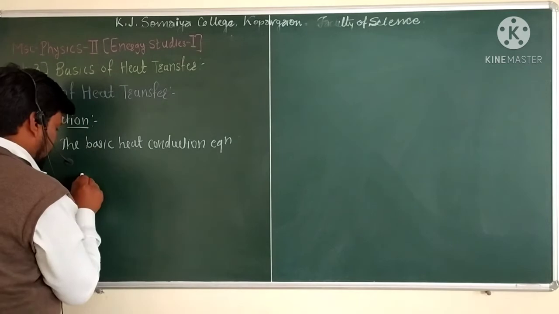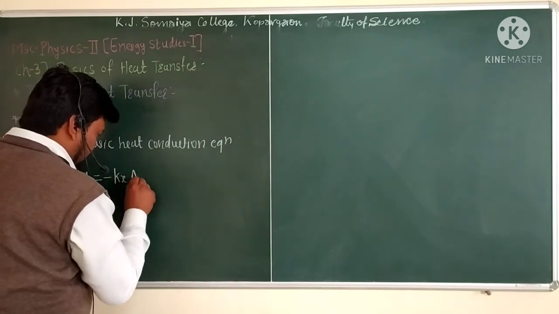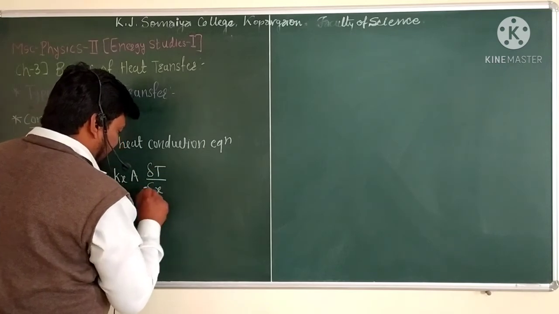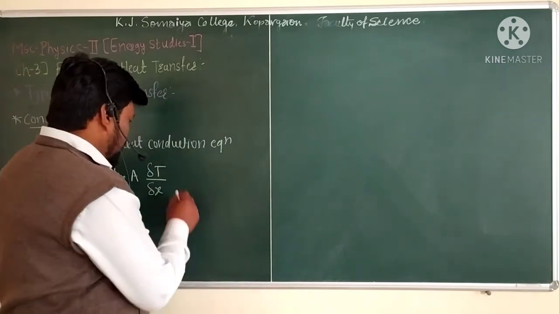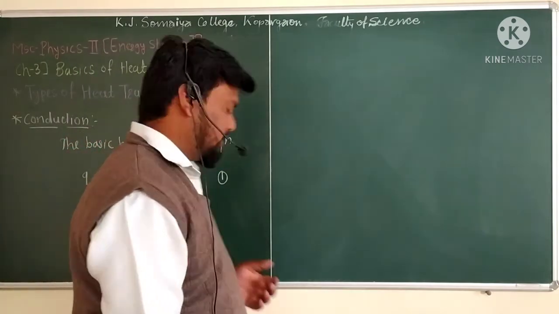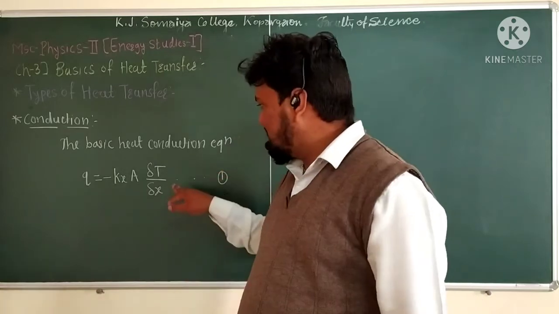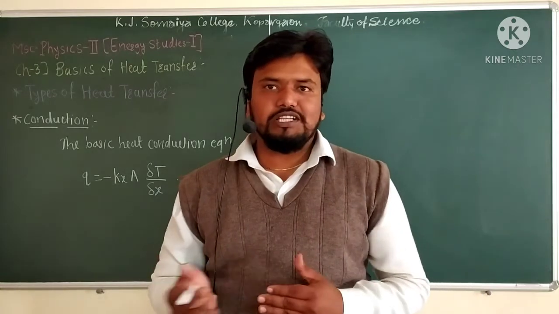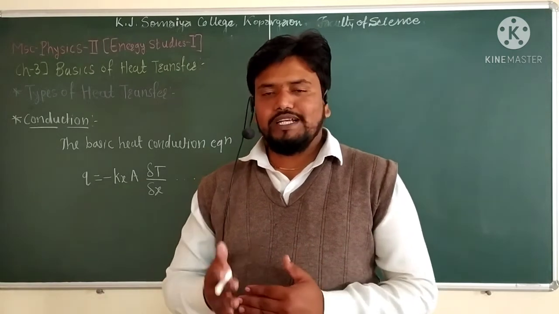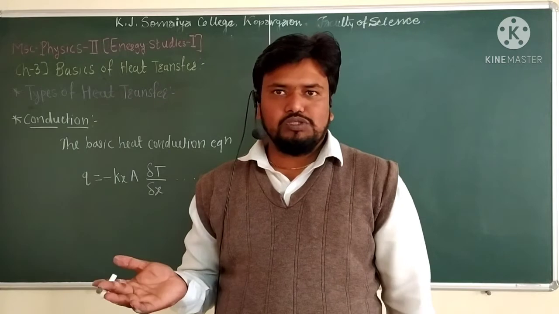Which is nothing but Q is equal to minus Kx into capital A into delta T divided by delta X. Here Q is the heat transfer rate, Kx is the thermal conductivity, and delta T by delta X is the temperature gradient in the direction of the flow.